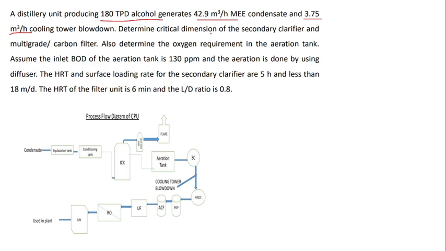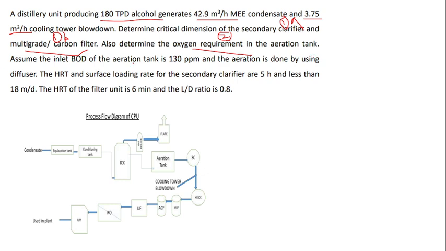Determine the critical dimension of the secondary clarifier. So this is the first question. Determine the dimension of the secondary clarifier and then the multigrade carbon filter. So this is 1A and this is 1B. So we need to find the dimensions of the secondary clarifier and the multigrade carbon filter. Also determine the oxygen requirement. So this is the second question. How much oxygen is required in the aeration tank?